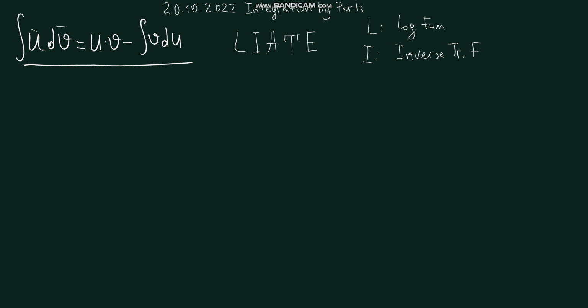So let me write it. A, algebraic functions. T means trigonometric functions, let me be short. E means exponential functions.